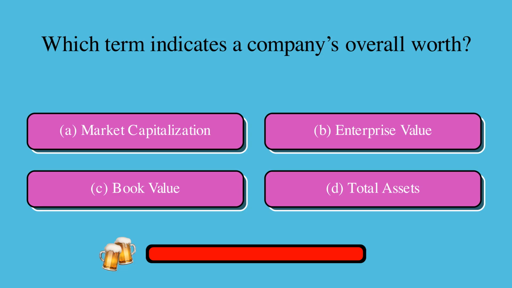Which term indicates a company's overall worth? Is it A, market capitalization, B, enterprise value, C, book value, or D, total assets? The correct answer is B, enterprise value.